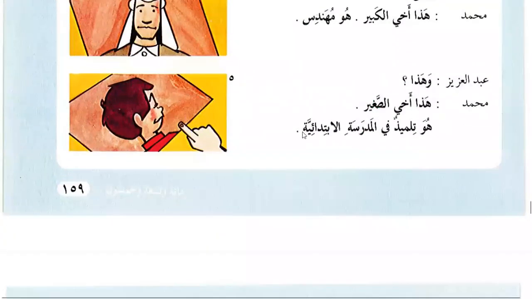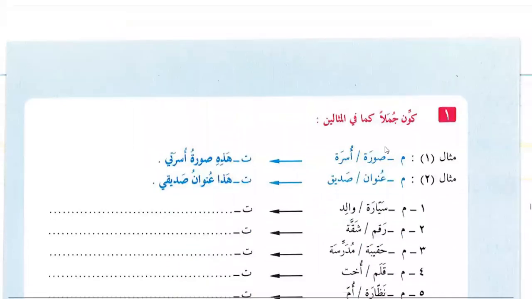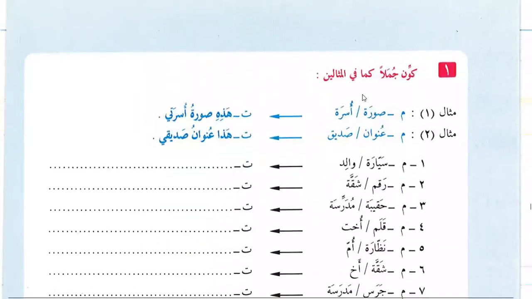Bismillah ar-Rahman ar-Rahim. So we were here. Kawin jumlan kama fil misalain. Make sentences like in the two examples. So Misal al-Awwal, Mudaris has given the two words Sura and Usra. Sura means picture and Usra means family. Hazihi Suratu Usrati. This is the picture of my family.